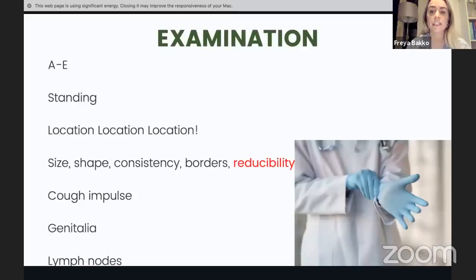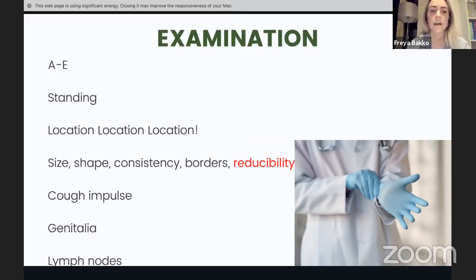So for your examination, if the patient's acutely unwell, you want to always go through your ABCDE. If you're ever worried about how to examine a patient or how to document your examination, just always go through your ABCDE. It's very foolproof. When it comes to groin lumps, you always want to examine the patient standing up. This way you get a better view, and you can also get them to cough and examine the cough reflex. This is important in hernias because the increased intra-abdominal pressure will push the hernia out, and then you can assess whether it's a reducible lump.